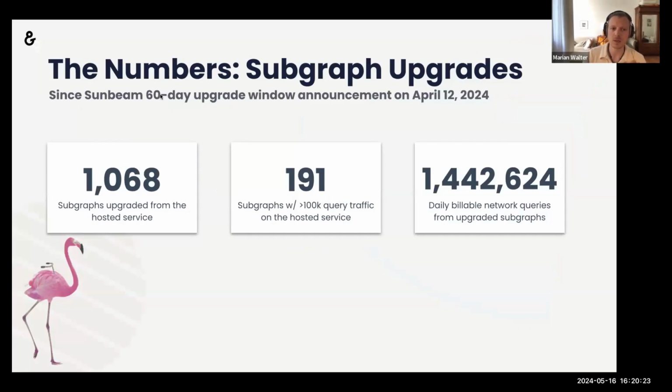Since the 60-day upgrade window was announced on April 12th, we have crossed the 1,000 mark of subgraphs that upgraded from the hosted service. That was 2 days ago. We are at almost 200 subgraphs that had more than 100K queries traffic on the hosted service. And each day we have about 1.5 million billable network queries from upgraded subgraphs.